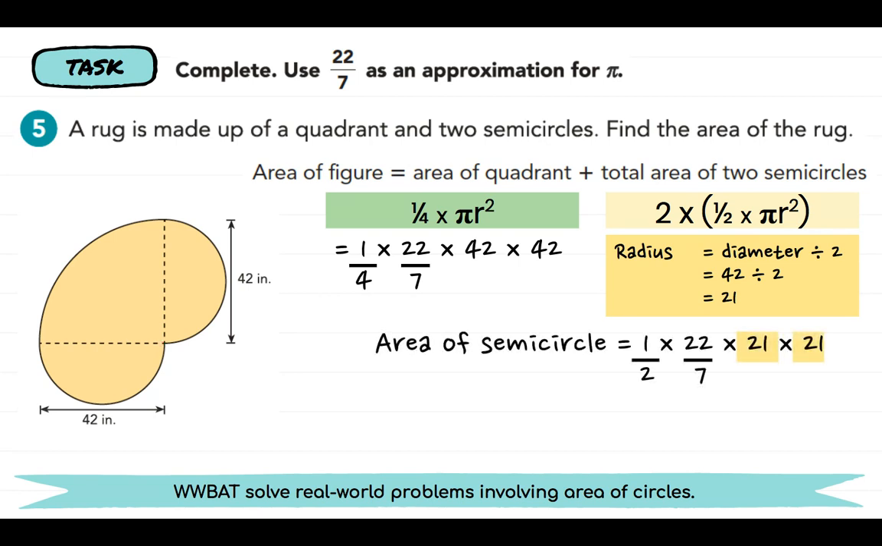And then you're going to substitute the value into the formula to find the area of one semicircle, and you can multiply that value by 2 to find the area of 2 semicircles. Eventually, what you want to do is find the area of the quadrant and the total area of the 2 semicircles and then add them up. So you can rewatch this video one more time so that I can guide you on what to do. And if you're ready, you can pause the video and continue with your task.